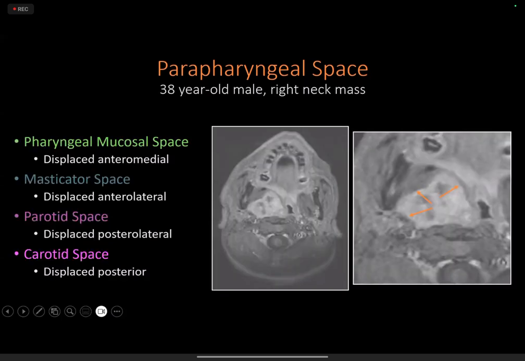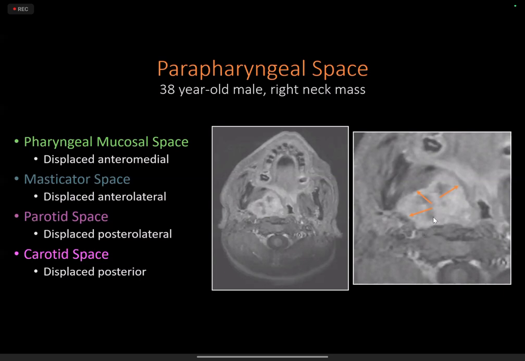Here's a 38-year-old male who presented with a right neck mass. Normally we talk about the parapharyngeal space being displaced relative to the other spaces, and figure out where the lesion is in the spaces surrounding the parapharyngeal fat. But what happens when the lesion is actually within the parapharyngeal space proper? Here we have an enhancing mass sitting within the parapharyngeal space. Note that the pharyngeal mucosal space is displaced anteromedially. The masticator space is displaced anterolaterally. The parotid space is displaced posterolaterally. And in the carotid space, you can see that the carotid vessels are displaced posteriorly.